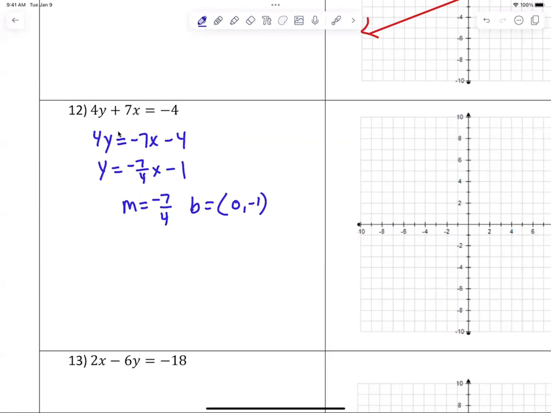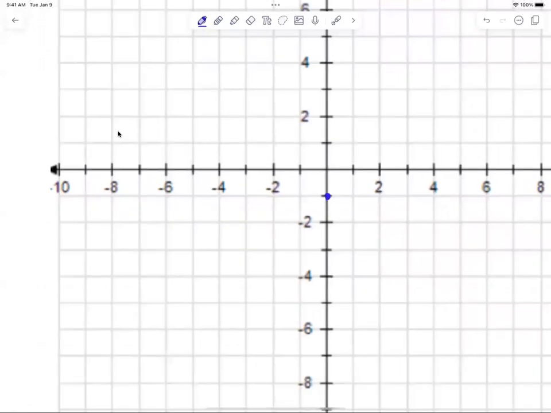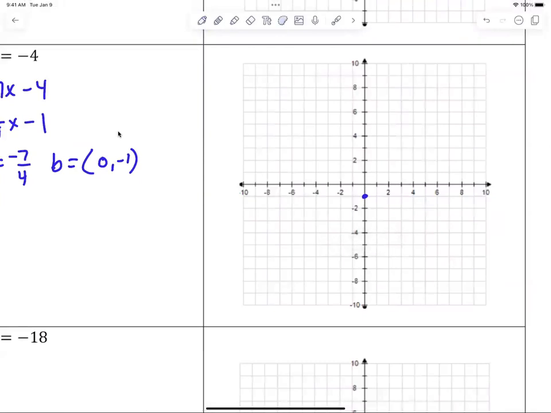Now, what do I need to plot? Go ahead. Yes, (0, -1). So everybody throws down (0, -1). Now, from there, what do I do? What am I doing? Down 7, and then to the right 4.